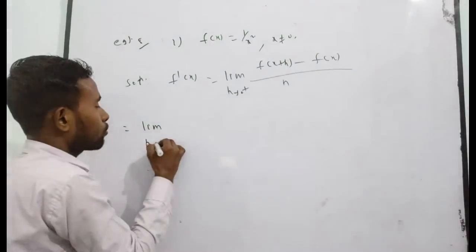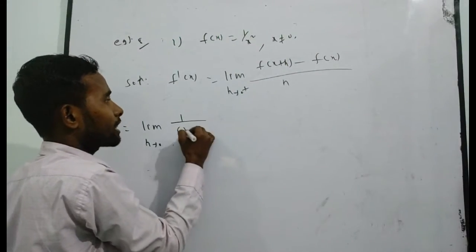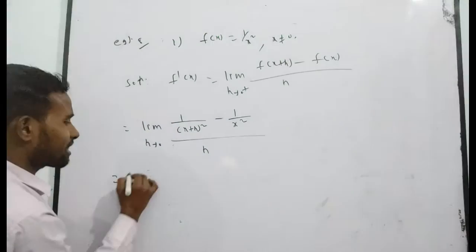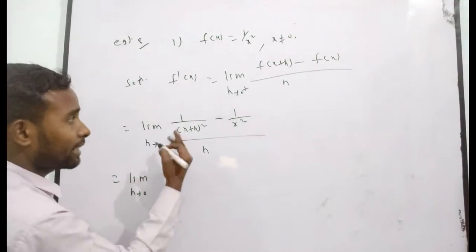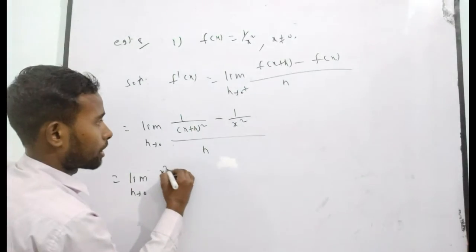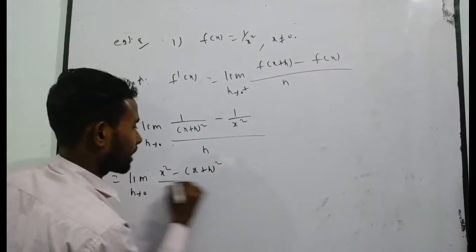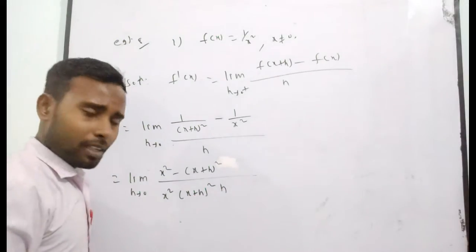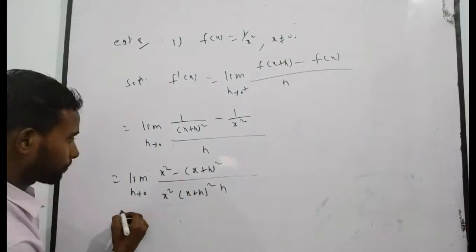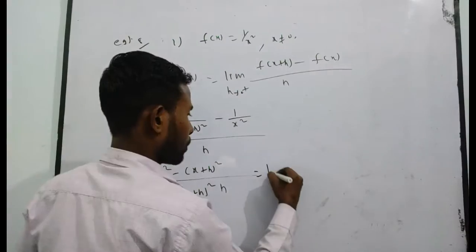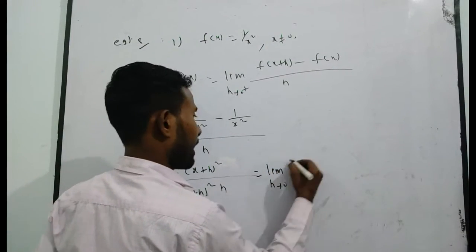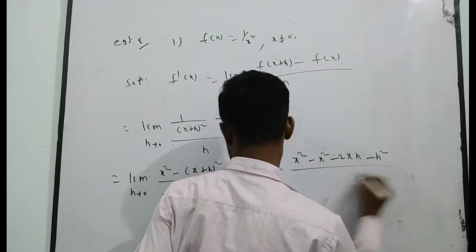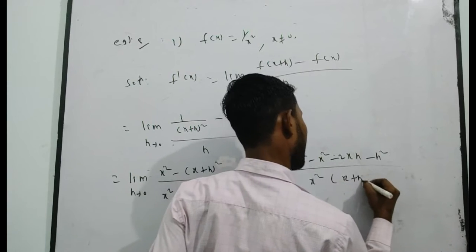Limit h tends to 0 of f(x+h), that means 1/(x+h)², minus f(x), that means 1/x², divided by h. After taking the LCM and sending it in numerator and denominator, we get x² minus (x+h)², divided by x² into (x+h)² into h. Now in the numerator, what do you get? You get limit h tends to 0, x² − x² − 2xh − h², divided by x² into (x+h)² into h.